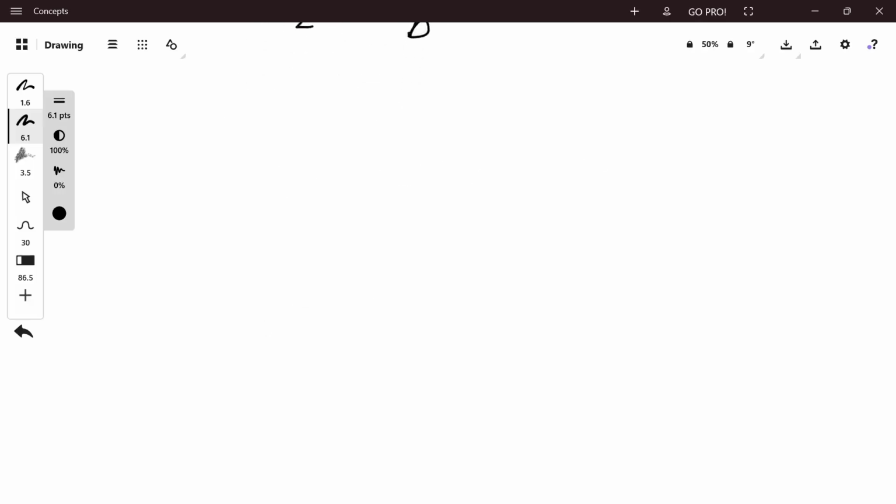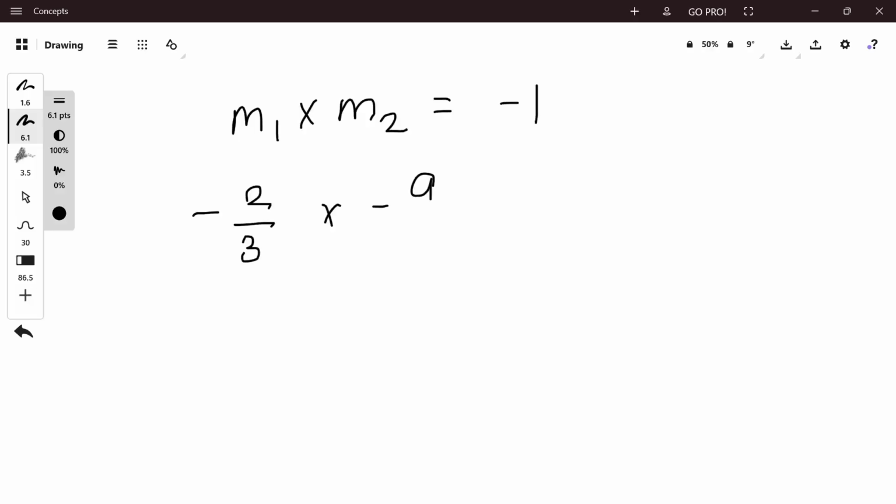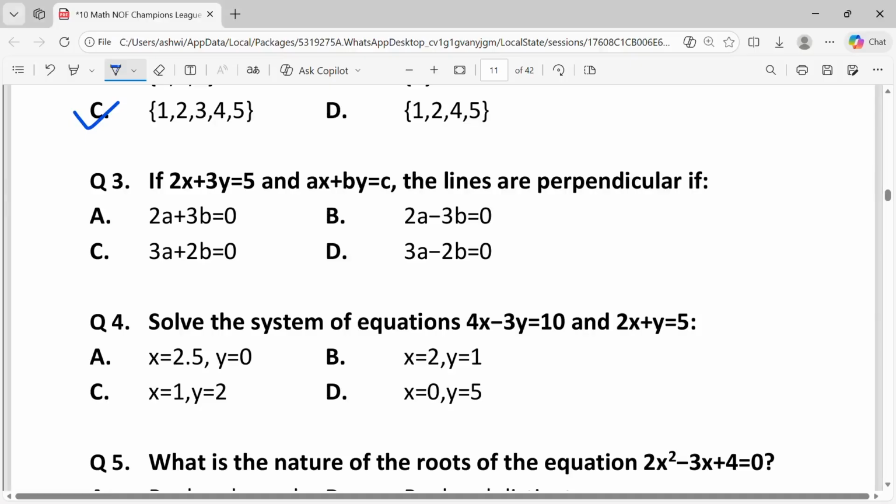Applying the condition for perpendicular lines, two lines are perpendicular if the product of their slopes is -1, or m2 = -1/m1. That is m1 × m2 = -1. That is -2/3 × -a/b = -1. That is 2a + 3b = 0. From the options, the answer is A, 2a + 3b = 0.